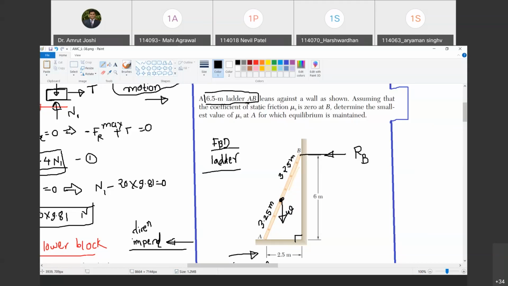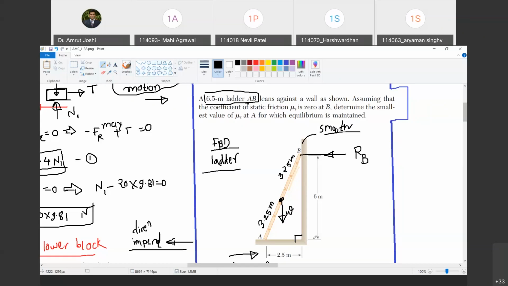Assuming that the coefficient of static friction μs is 0 at B, that means this vertical wall is smooth. That is what is given. Are you with me? Yes, sir. If the vertical wall is smooth, it cannot offer any reaction parallel to the wall. Do you agree with me? Imagine that you are walking on the floor where oil has been spilled. क्या होगा? It cannot offer any horizontal reaction.